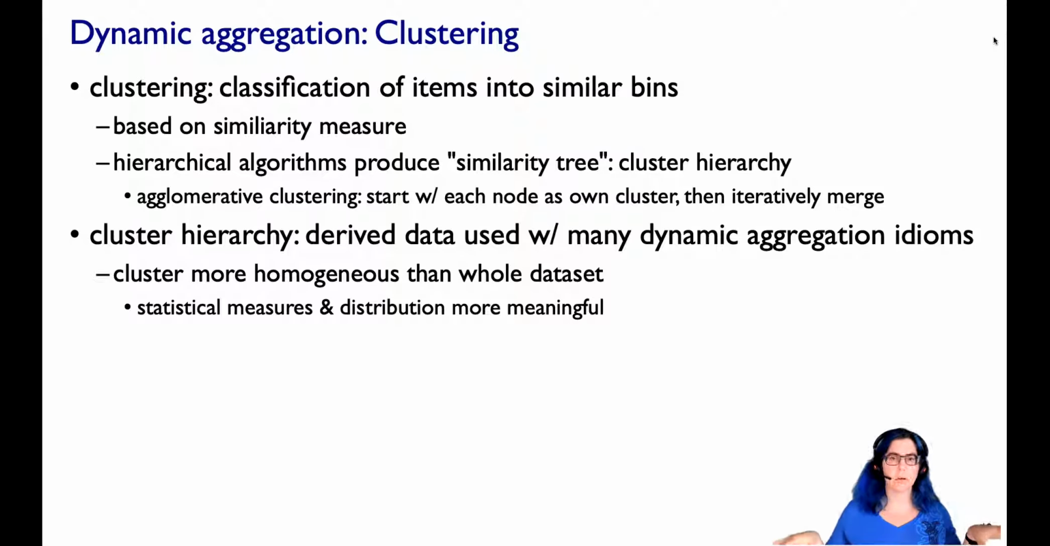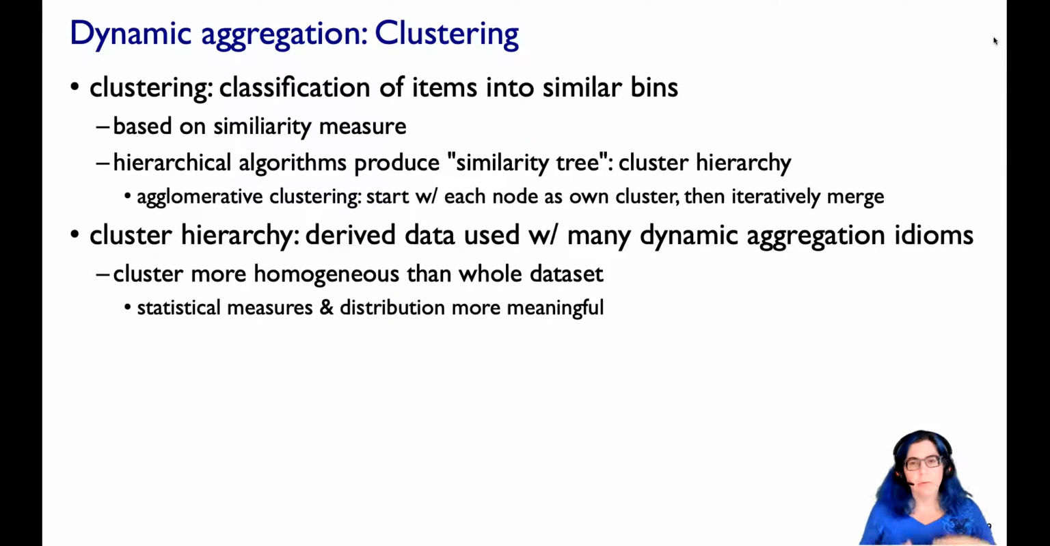You start with each node as a separate cluster, and then you try to find the two closest nodes to each other according to the similarity metric, add those together into a parent node, and you can do this iteratively until you get a full hierarchy. And then what's interesting about these hierarchies is we can use them with a lot of dynamic aggregation idioms because we can control the level of aggregation completely dynamically according to this hierarchy. Do we want few things or do we want to then move our way down the hierarchy to see more things?